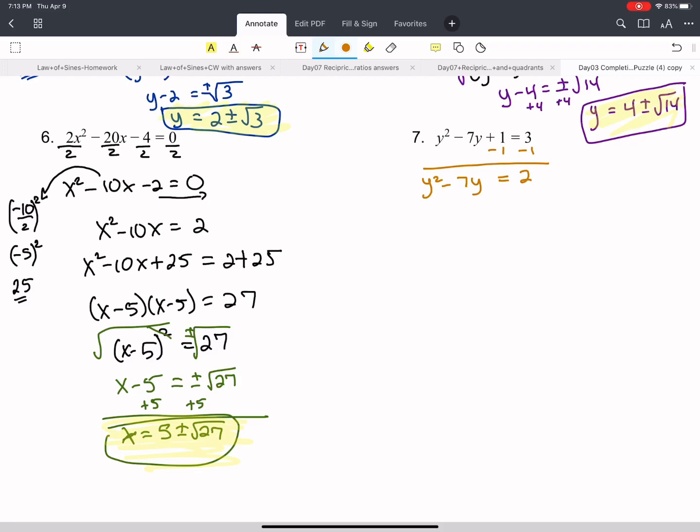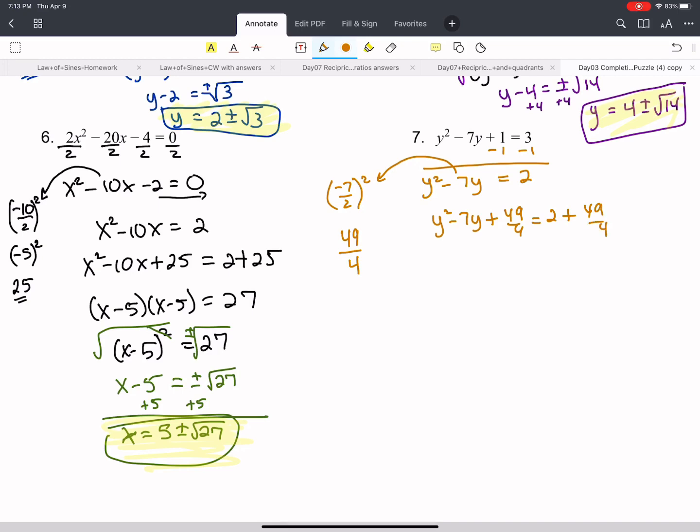Now, when I try to take that half number, I know what you're thinking, like you can't. Well, you can. It's just going to be a fraction, which is okay. So if you square it, it's really just negative 7 over 2 times negative 7 over 2. So you just multiply the numerators. So that's 49. It'll be positive, right? And you multiply the denominators, so that's 4. So that's what you're going to add to both sides. Okay, so this is y squared minus 7y plus 49 over 4. And then 2 plus 49 over 4.